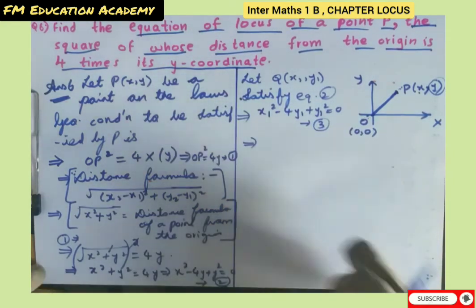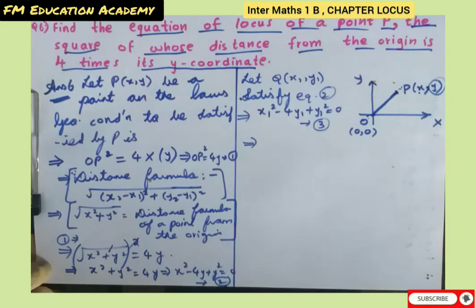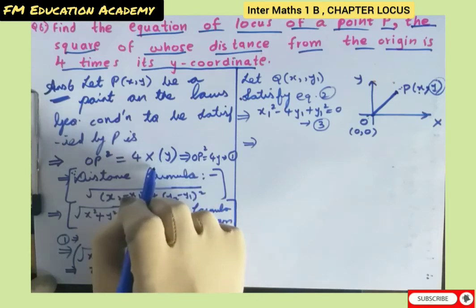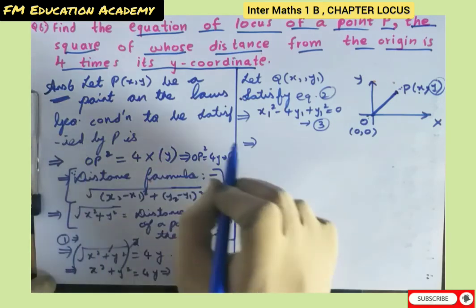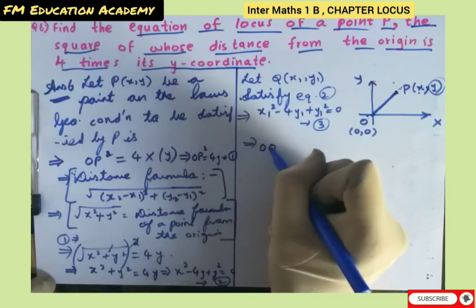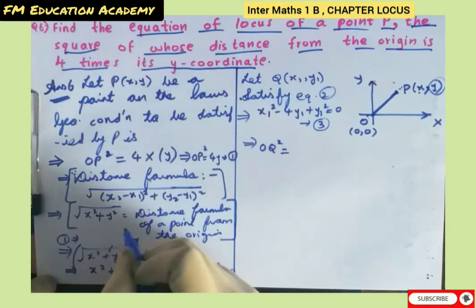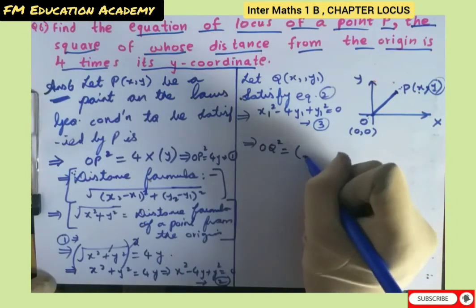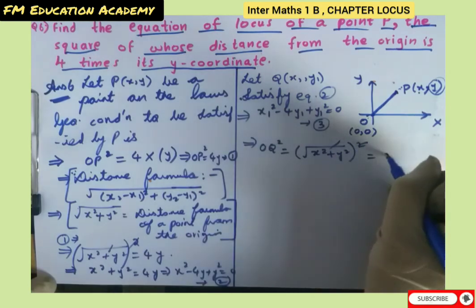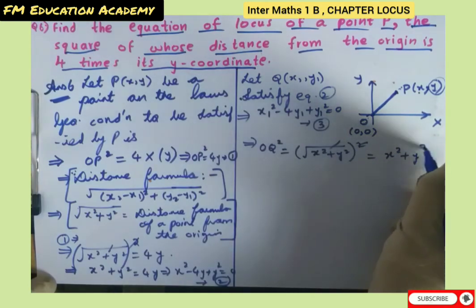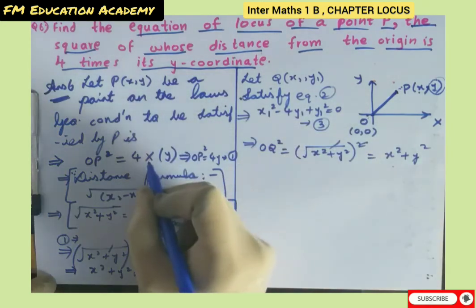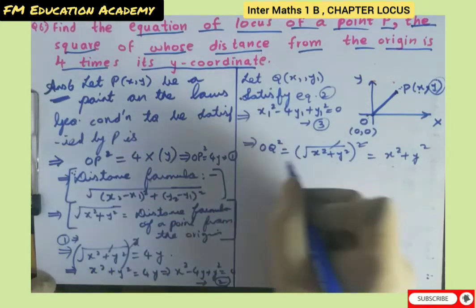Now we have to verify. Again, how to verify? We can take OQ square and make it equal to 4y. Either we can take LHS or RHS from equation 1 to verify. So here, since the point is Q, we will take OQ square. So what is OQ square? We know OQ square is root of x square plus y square whole square. So square and root get cancelled, and we are left with x square plus y square. So OQ square is x square plus y square, and we have to make this equal to 4y.